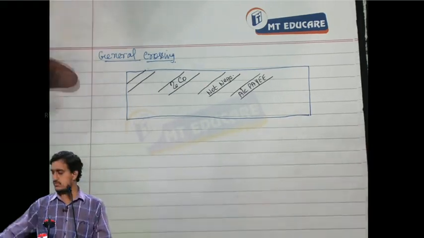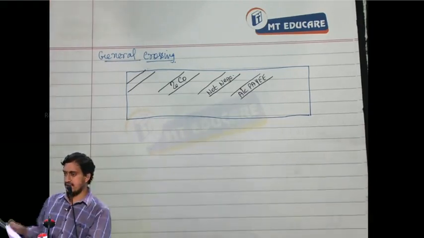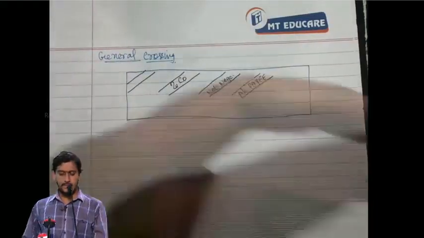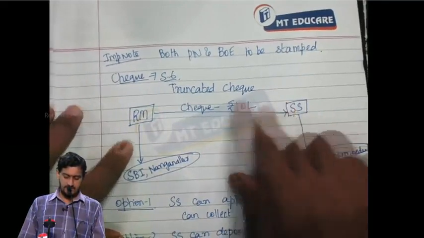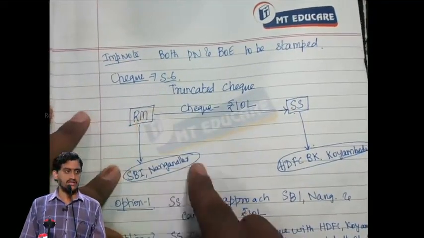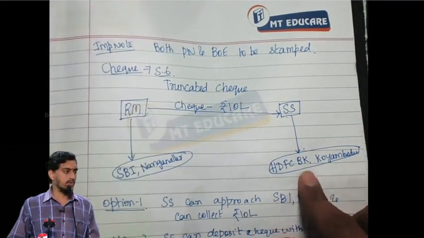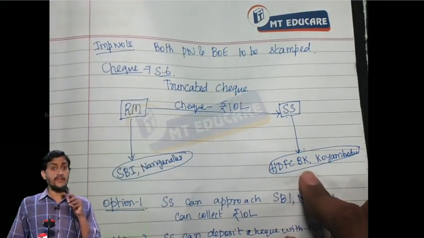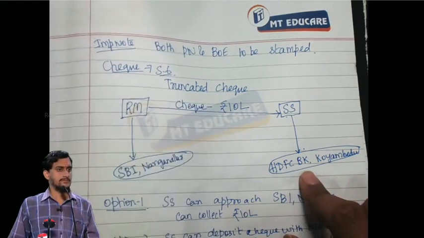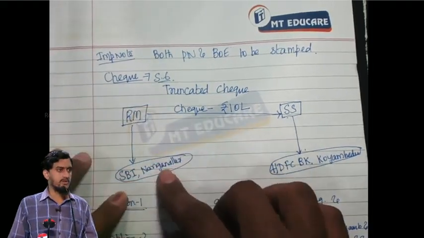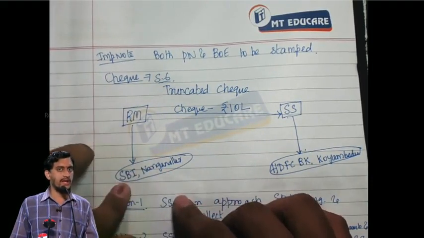Closely follow. Yesterday, we had an illustration wherein we discussed, I am there, my friend is there, I am having an account with SBI Nanganallur and my friend is having an account with HDFC Coimbatore. Now when I am giving this check crossed, this is an instruction which I am giving to my banker. What instruction am I giving to my banker?